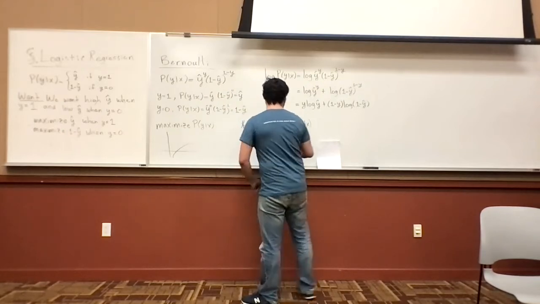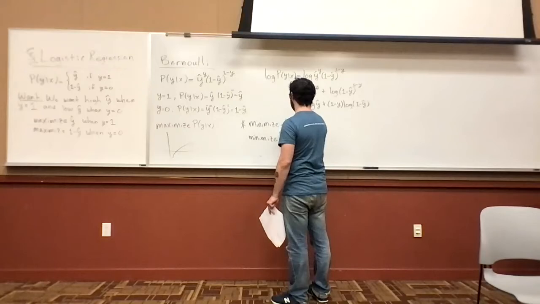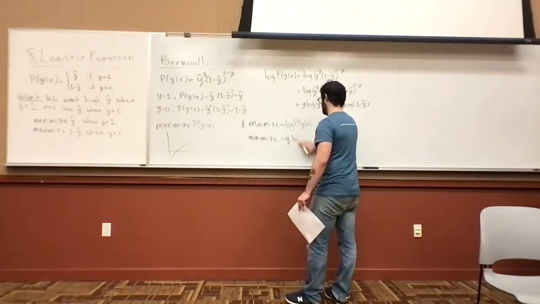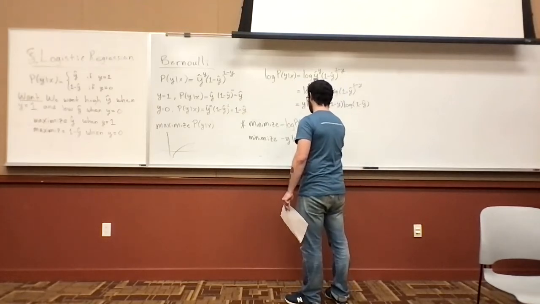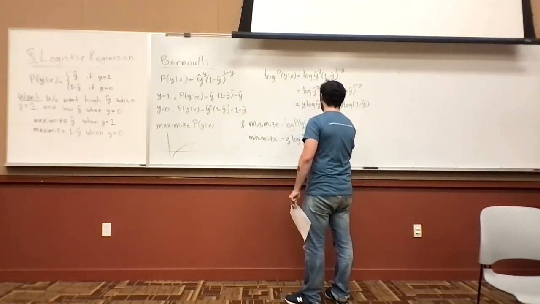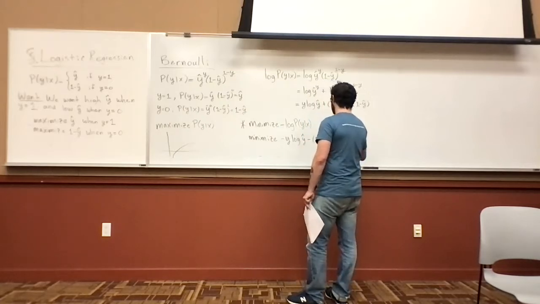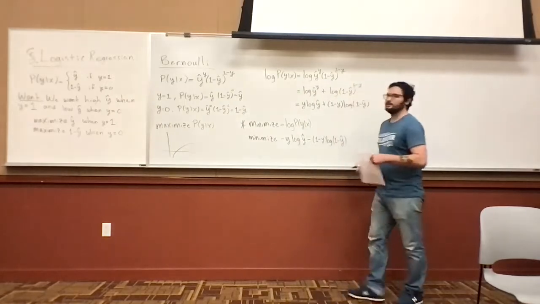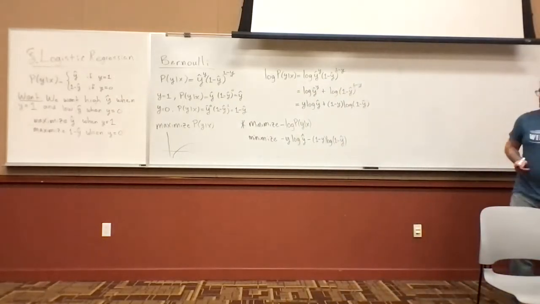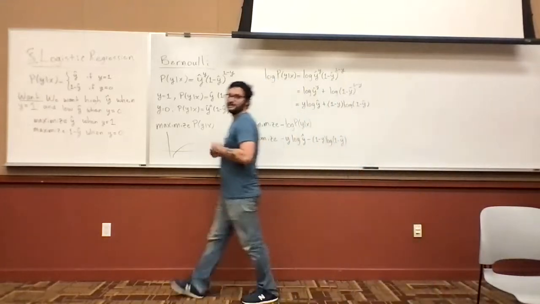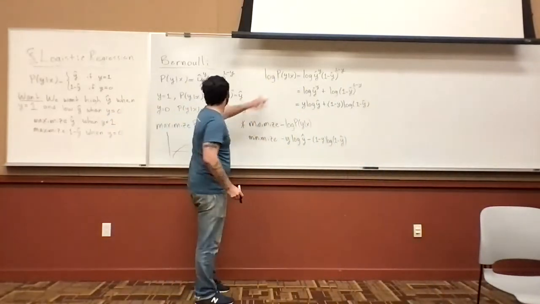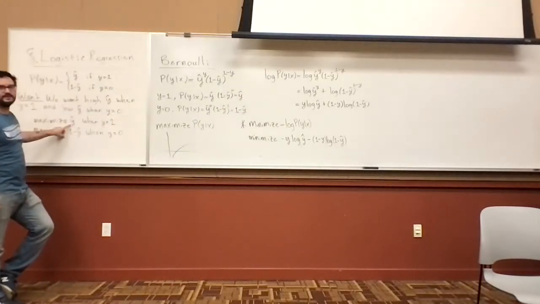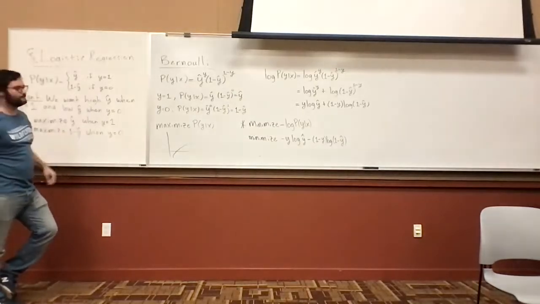And this is the same thing as saying minimize minus y log y hat minus 1 minus y times log of 1 minus y hat. Minimizing this is going to maximize that, which is what we wanted. We want to maximize this probability, we want to maximize what happened.